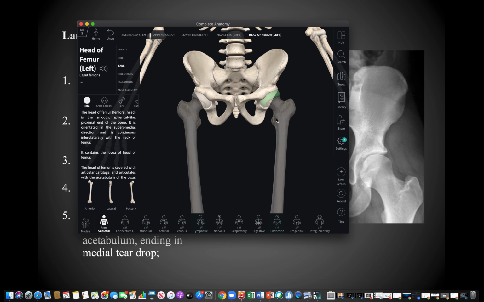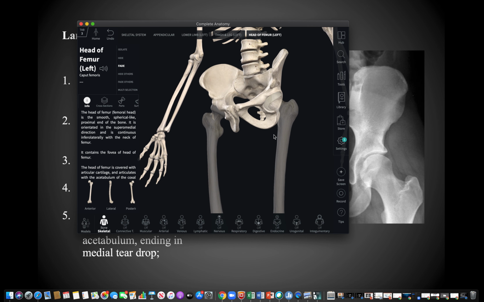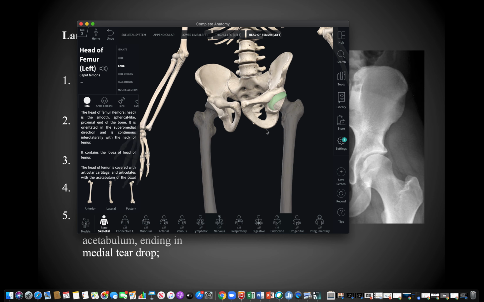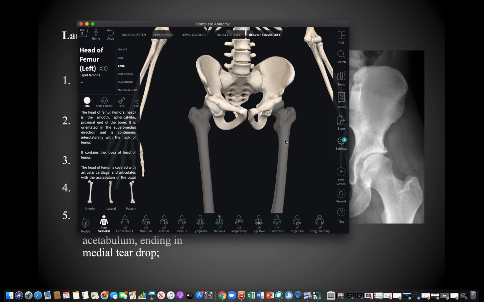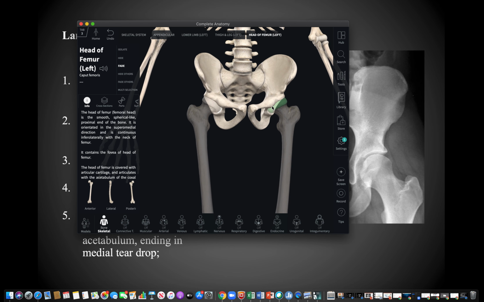But you'll notice, if I kind of rotate this around just a little bit here, you're looking at obviously the acetabulum. You can see the head of the femur is highlighted in green on the patient's left in this case. And so you'll notice that the lips of the acetabulum are the borders of it. So here's the anterior lip here, and then the posterior lip is coming along back this way.